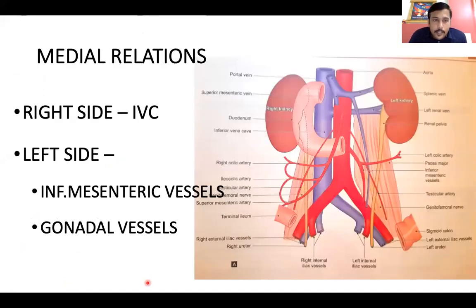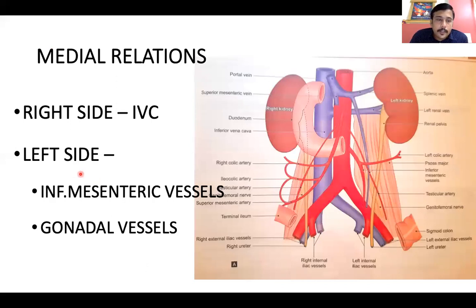And the medial relations, very important here. On the right side, we have the inferior vena cava. Okay, for the right ureter, medially we have the inferior vena cava. You can see the picture here. This is the right ureter here. You can see the inferior vena cava is passing on the medial side of the right ureter.